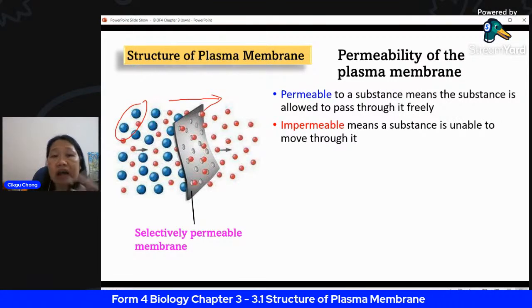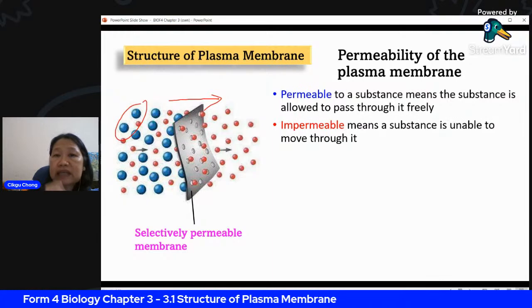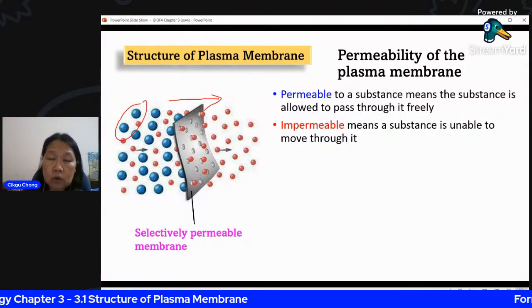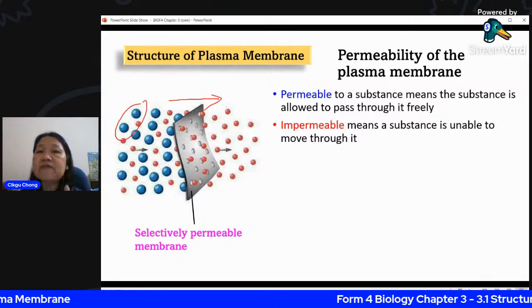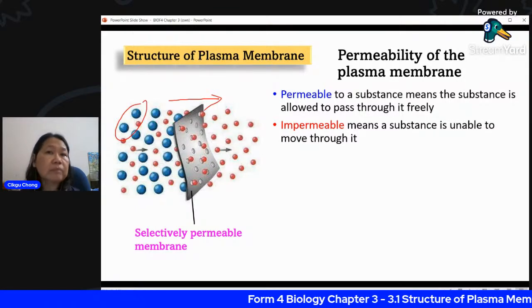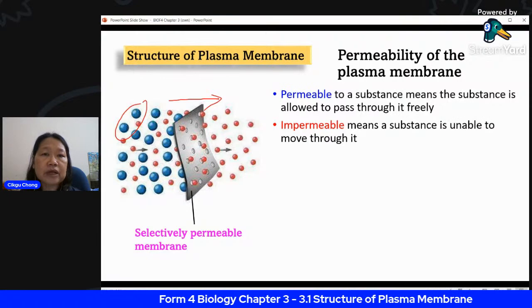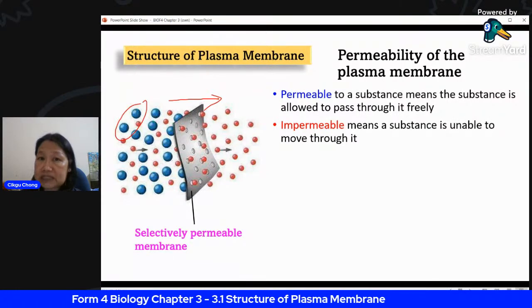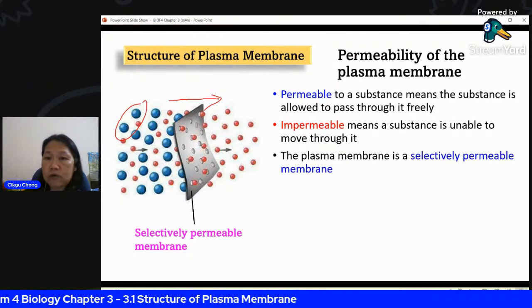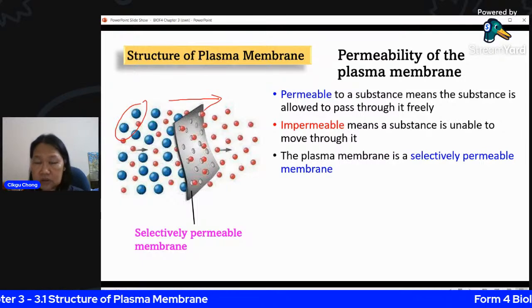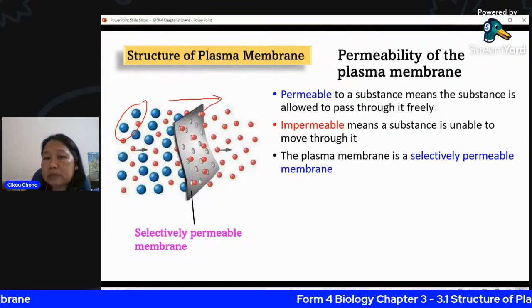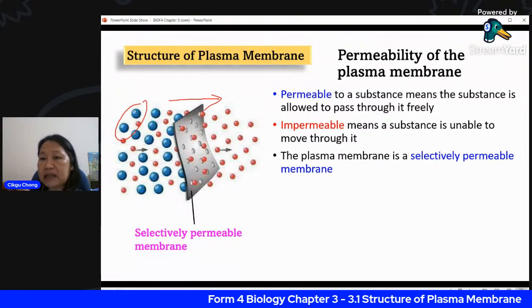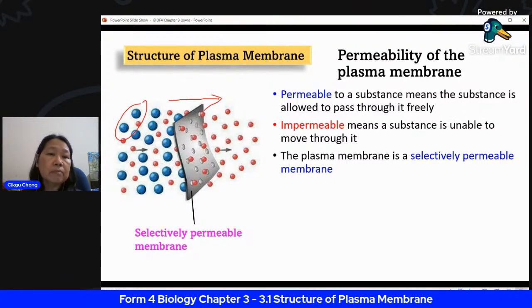It does not allow everything to pass through. It is able to select. It is able to control what can go in and what cannot go in. And that is the feature of the plasma membrane. Our plasma membrane has this ability. It can allow certain substances to pass through and certain substances cannot pass through. So our plasma membrane is known as a selectively permeable membrane.